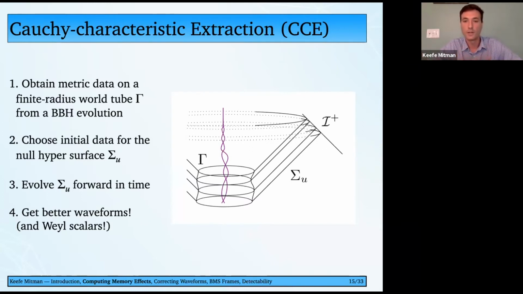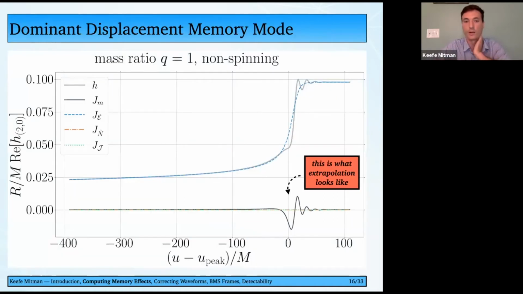And so if we go ahead and do this, it turns out that CCE and extrapolated are pretty much identical for the 2-2 mode, and the next most dominant, the 3-2 mode. But if we look at the 2-0 mode, this displacement memory mode, what we notice is the following. Here, again, I have the strain in gray. I have the Bondi mass charge term in black, which was what the extrapolated waveform looked like. And then in blue, I now have the energy flux contribution. And then the angular momentum contributions are still 0.